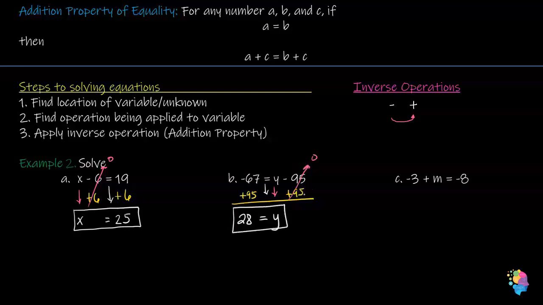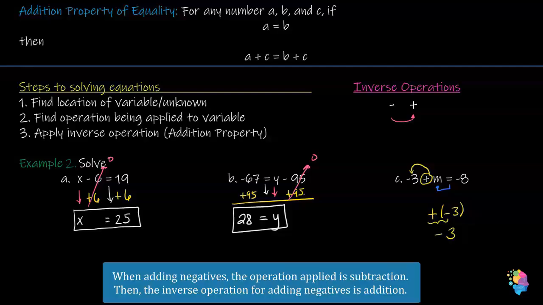Let's try one last example. Ready? Once again, our variable is on the left side. So then I'm going to ignore the right side and only look at the left side. We have to be careful here because the operation being applied is an addition of negative 3. So then if we are adding a negative 3, the sign, it's minus. So then the opposite of subtraction is going to be addition. So you might want to remember every time we add a negative, the inverse operation will be addition.